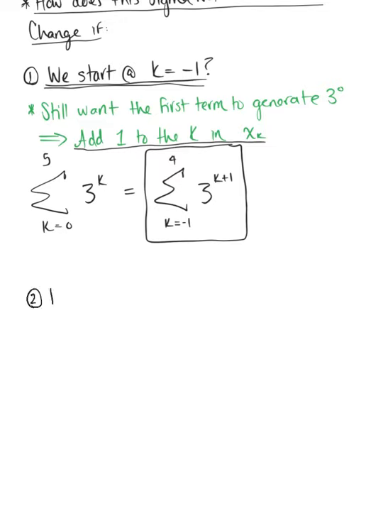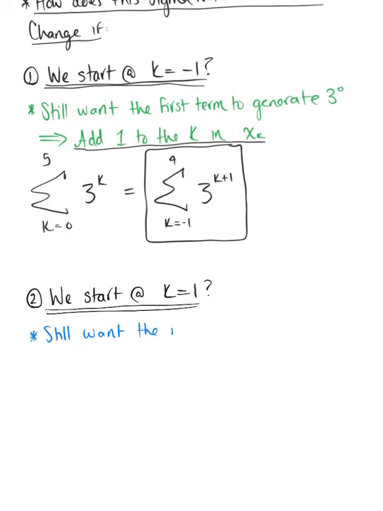So with that being said, let's now think about what if we go in the reverse direction? What if we start at k is equal to positive 1? And again, we want to keep in mind here that we still want the first term in our sum to generate 3 to the 0. So here, because we're increasing from k is 0, we're going to need to subtract 1 from the k in the general formula.